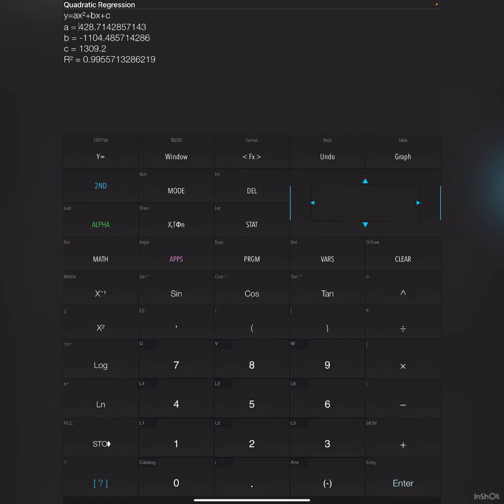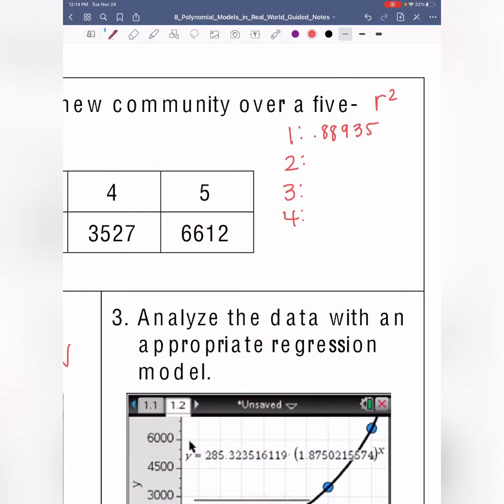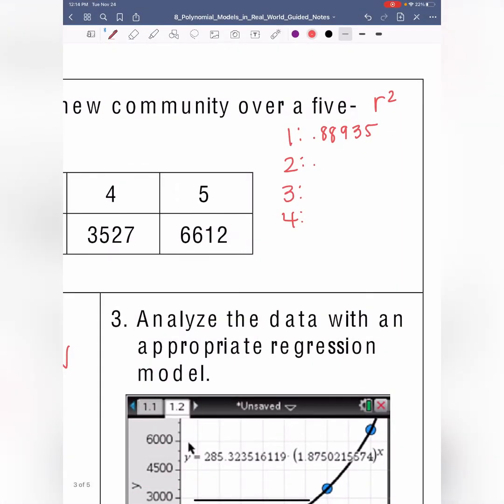Okay, so this r squared is closer. It's 0.99557. So which is good. So we're getting closer to 1. So the quadratic is better than the linear. Keep going though.